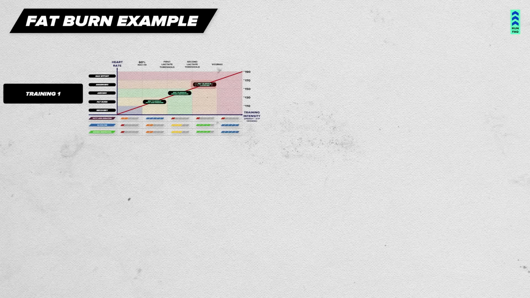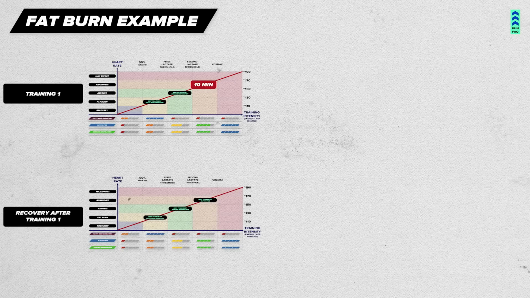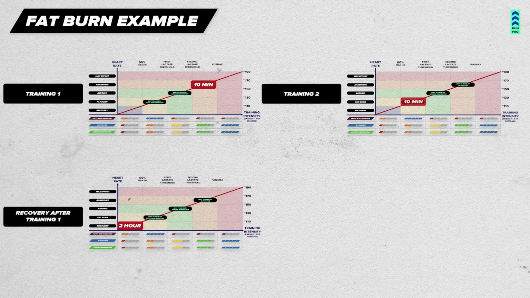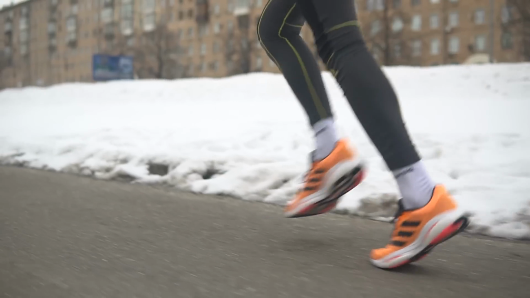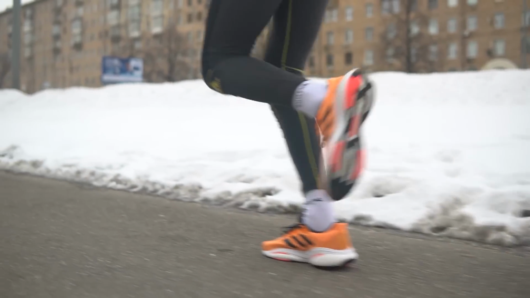Let's look at an example. You can train in zone 4 for 10 minutes, and then to recover, your body will burn an incredible amount of fat. Or you can train in zone 2 for 10 minutes and burn some fats. However, your recovery will not be that big. So actually, it doesn't really matter which workout you choose. You need to eat less than you burn. This is the only way to lose weight.